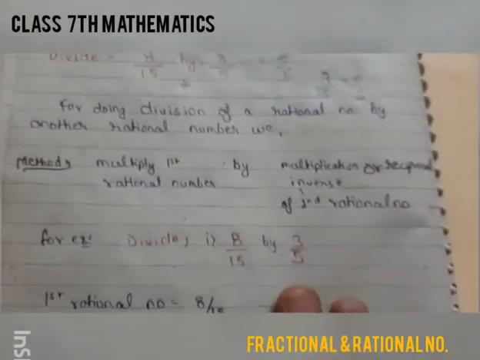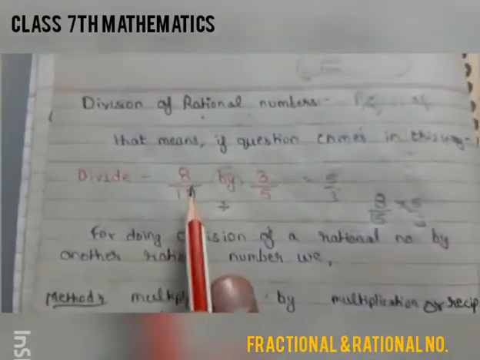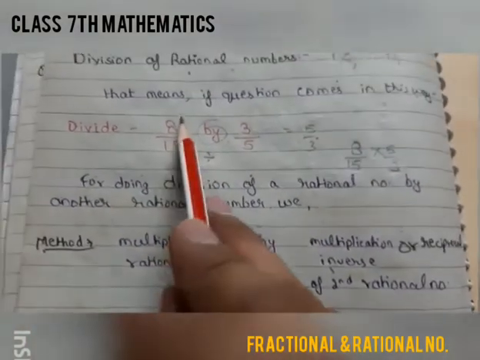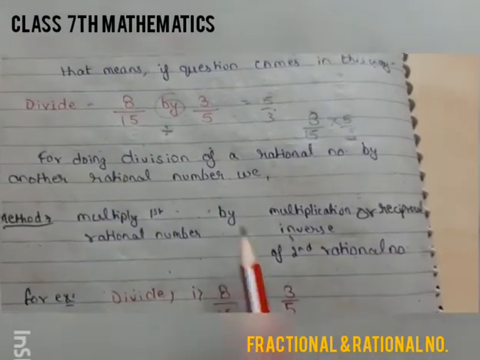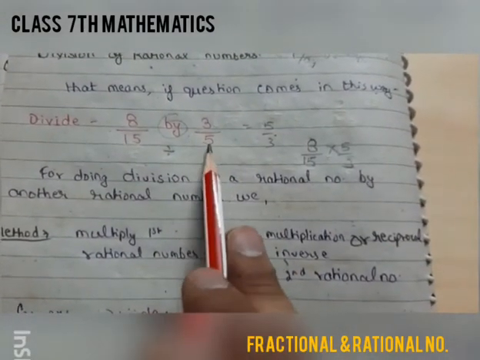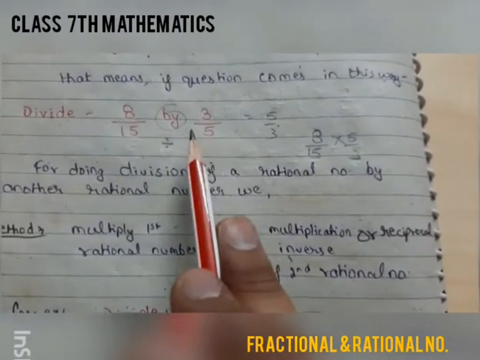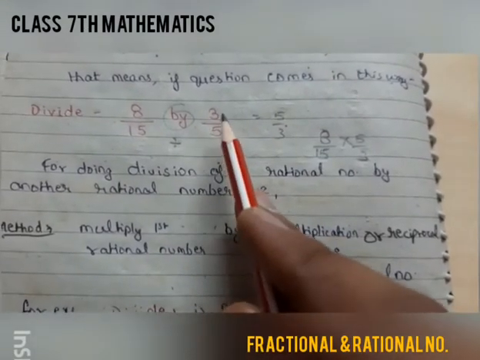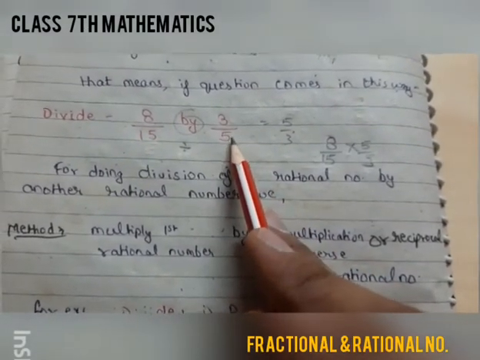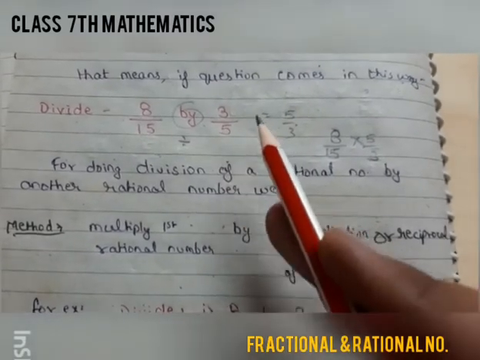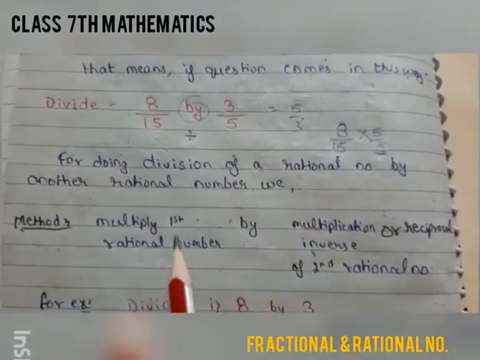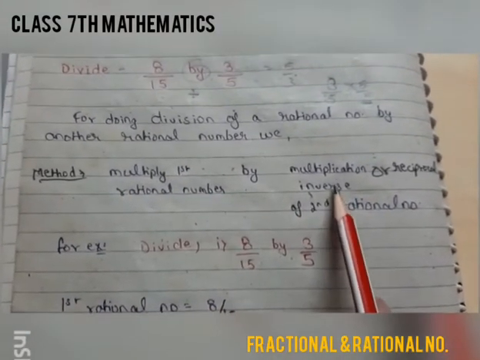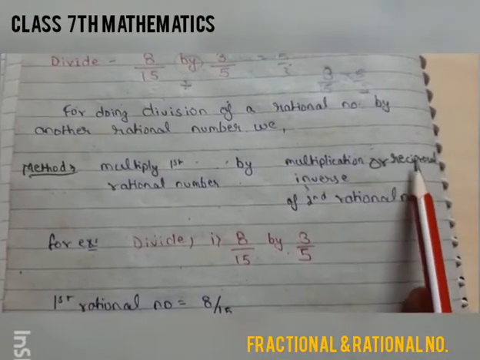Theoretically, once again I am explaining: for dividing two rational numbers, the method says multiply the first rational number by the multiplication inverse of the second rational number, or reciprocal. Reciprocal or multiplication inverse both mean the same. Why is it written inverse? Because reciprocal means just inverse. When the numerator goes to the denominator and the denominator goes to the numerator, that is the reciprocal. That is why reciprocal is also known as multiplication inverse.